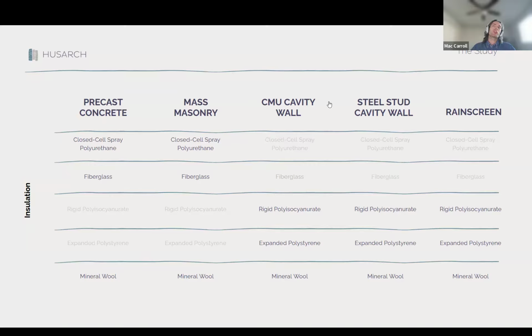In order to do that, we generated a matrix that looks at what actually makes sense. In most cases, I've never run into an instance where fiberglass insulation is put on the exterior of a wall. So we ruled that out for the exterior of the rain screen wall, for instance, and it probably doesn't make a whole lot of sense to put polyiso into a cavity. So we ruled that out for the precast concrete wall. So what's remaining in the dark text is the scenarios that we focused in on. Go to the next slide.